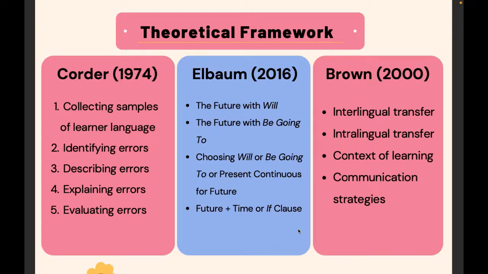The second type is the future with be going to. A form of be plus going to plus base form can be used to express future time. The third one is to choose whether will or be going to or present continuous tense with ing for future. And the fourth one is the future plus time or if clause. So some sentences have a time or if clause and a main clause. So we use the future in the main clause and the simple present in the time or if clause.